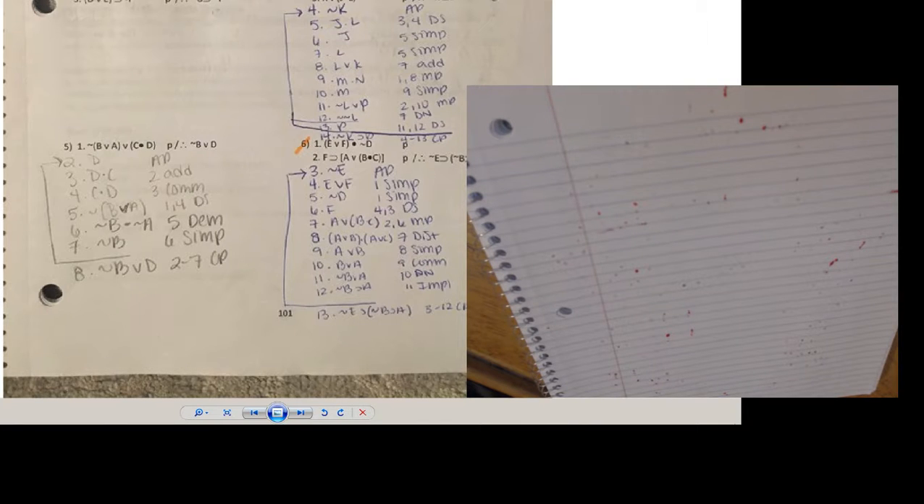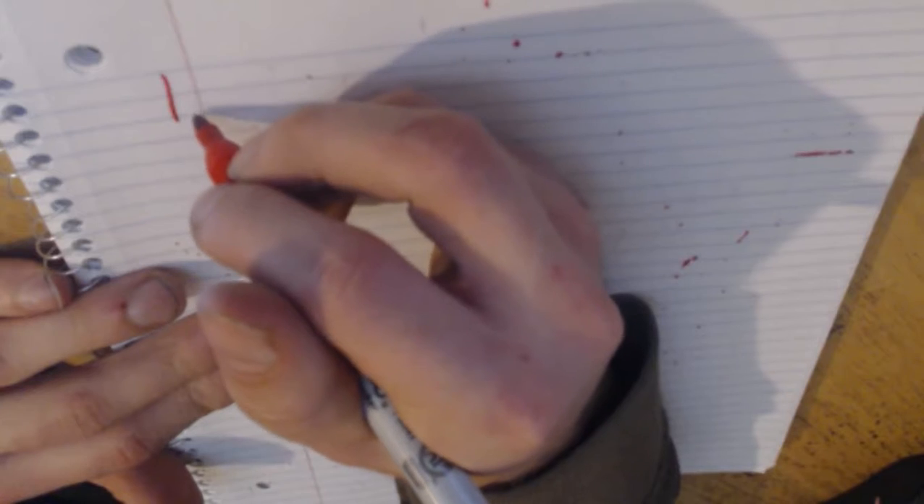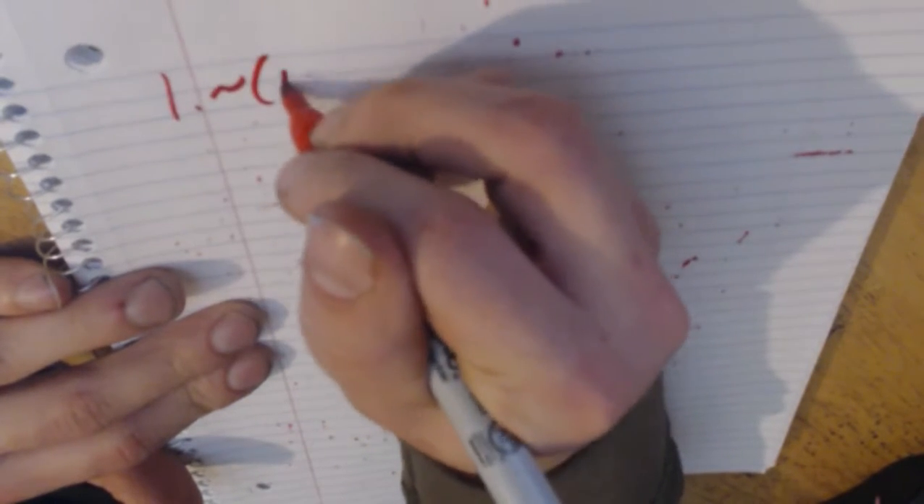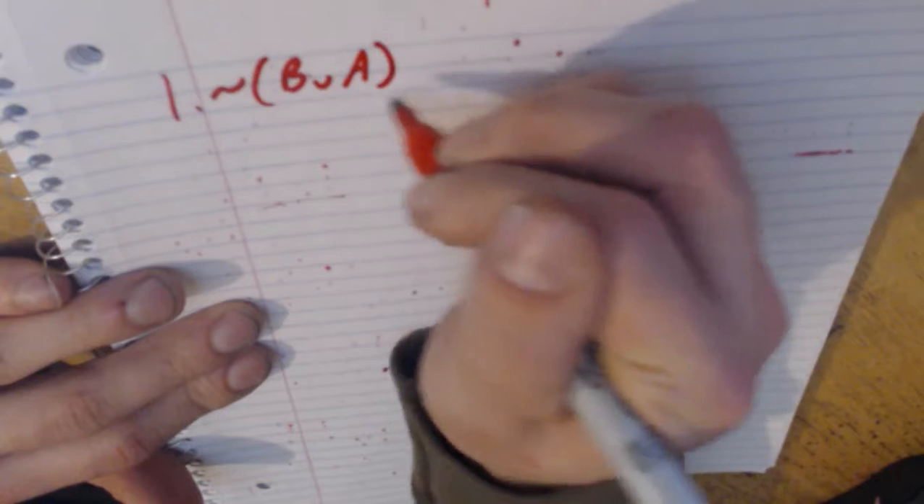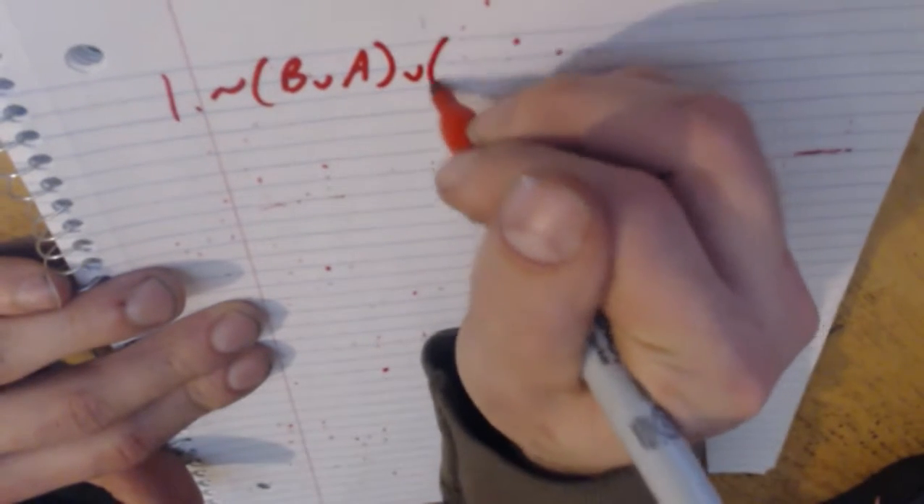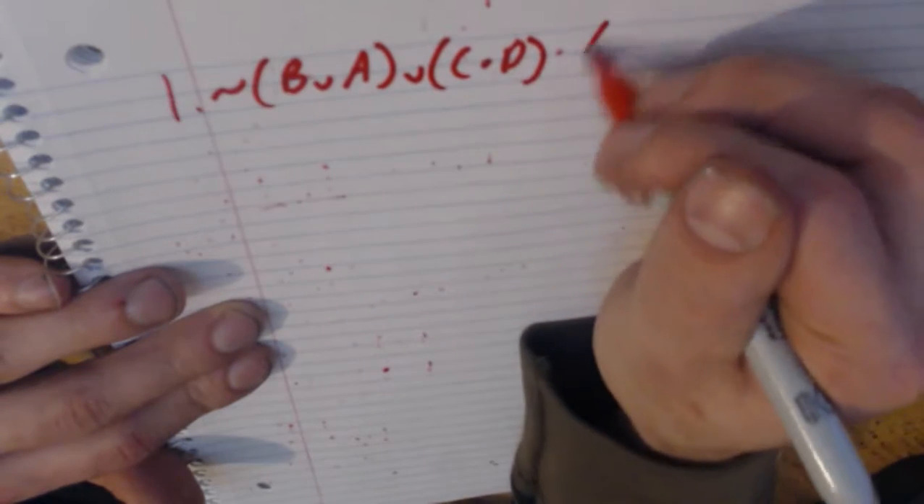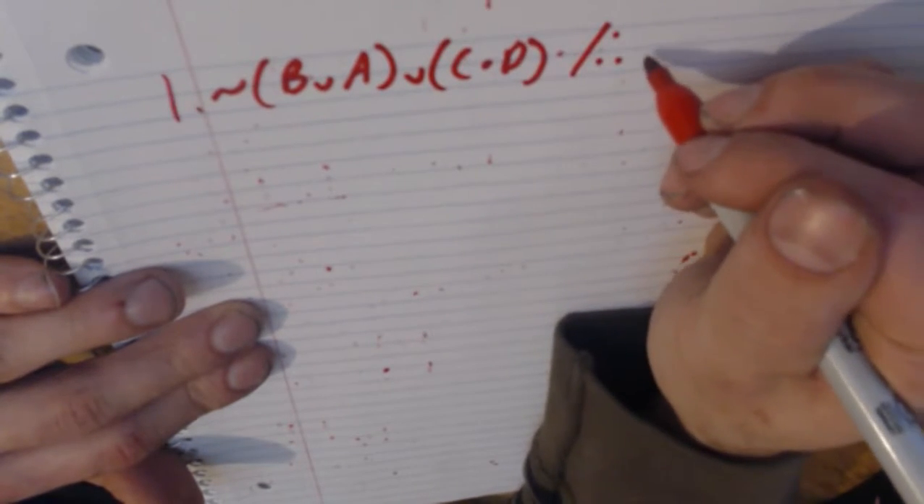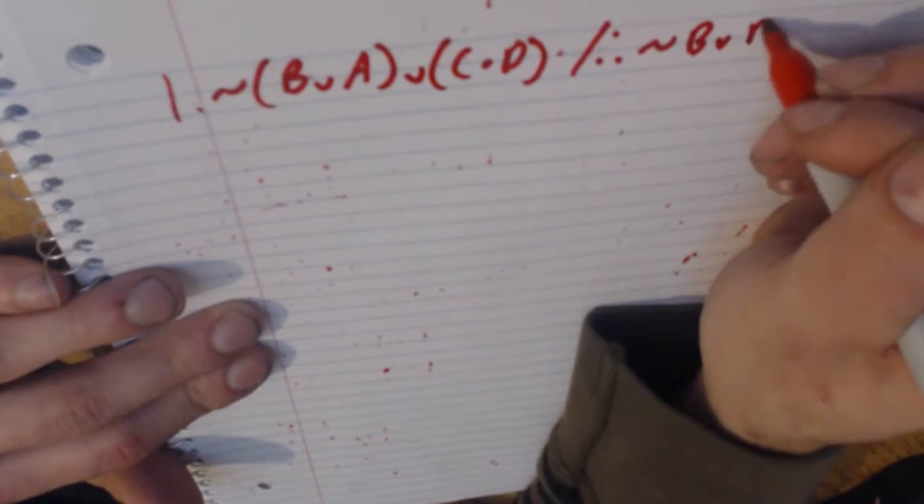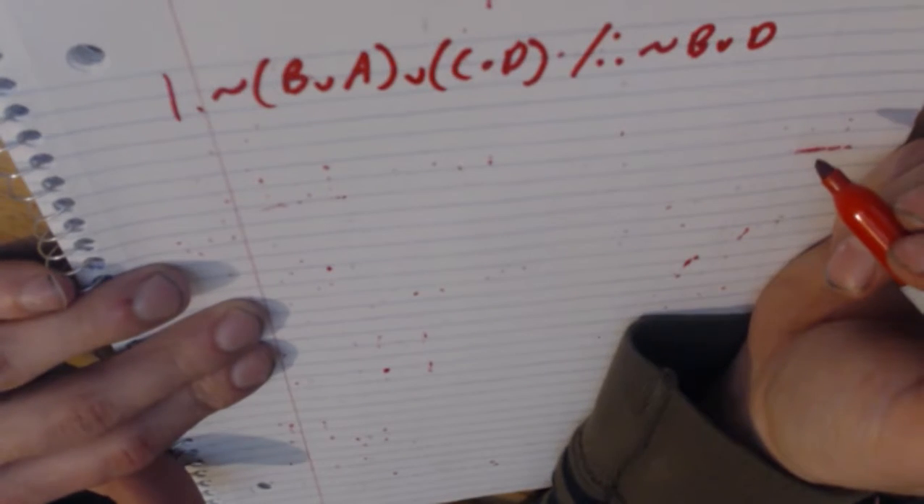So let's go over here to camera only. All right, so let me adjust my camera here. I'll just move that. There we go. All right, so we only have one premise, which is not B or A, or C and D. Therefore, not B or D. I think I wrote all that correctly down.